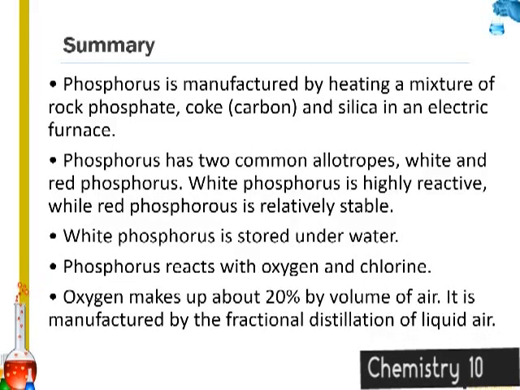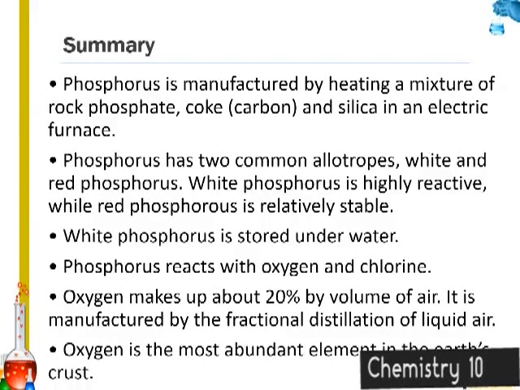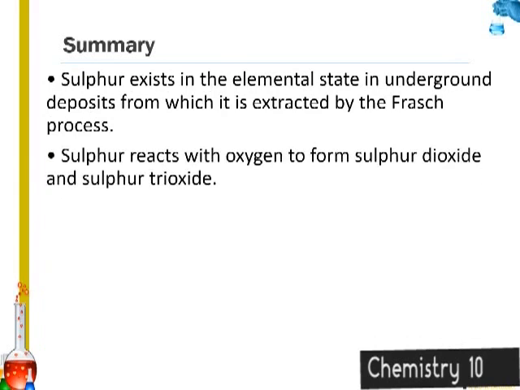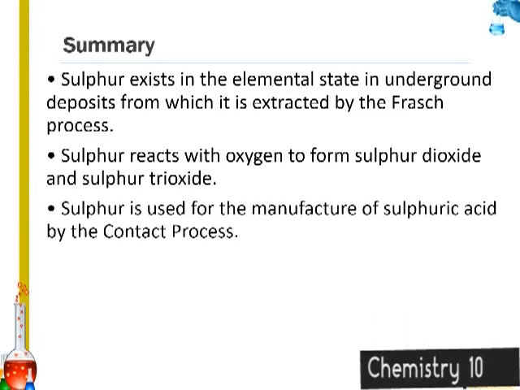Oxygen makes up 20% by volume of the air and is manufactured by the fractional distillation of liquid air. Oxygen overall is the most abundant element in the Earth's crust. Sulfur exists in its elemental state in underground deposits from which it is extracted using the Frasch process. Sulfur reacts with oxygen to form sulfur dioxide and sulfur trioxide, and it is also used for the manufacture of sulfuric acid by the contact process.